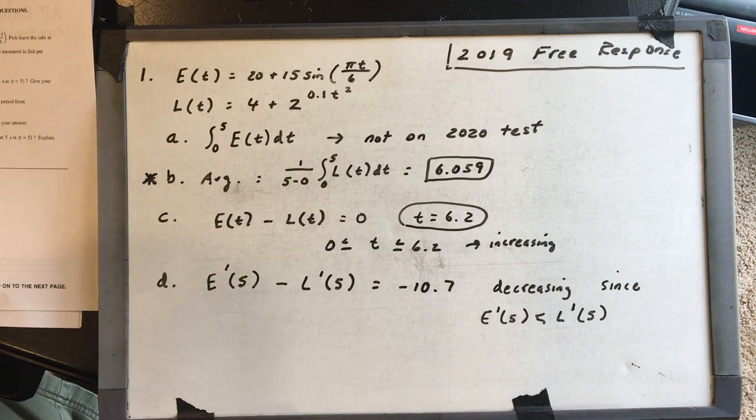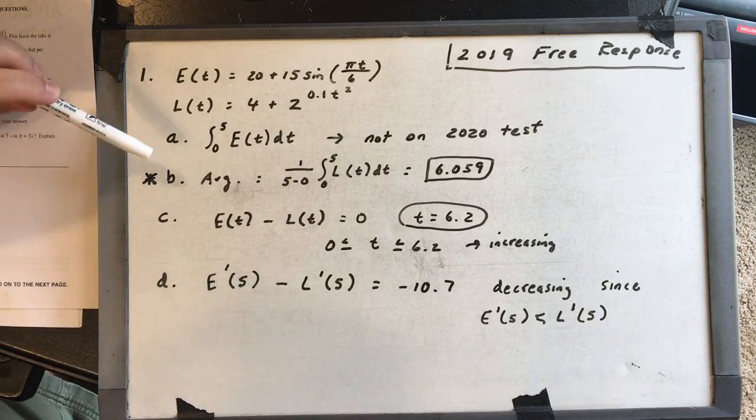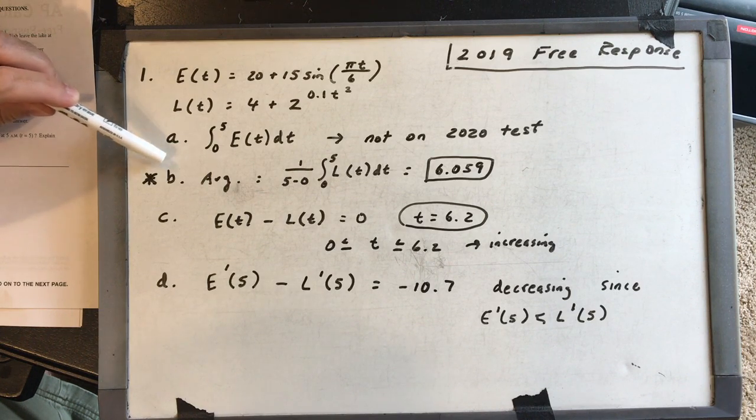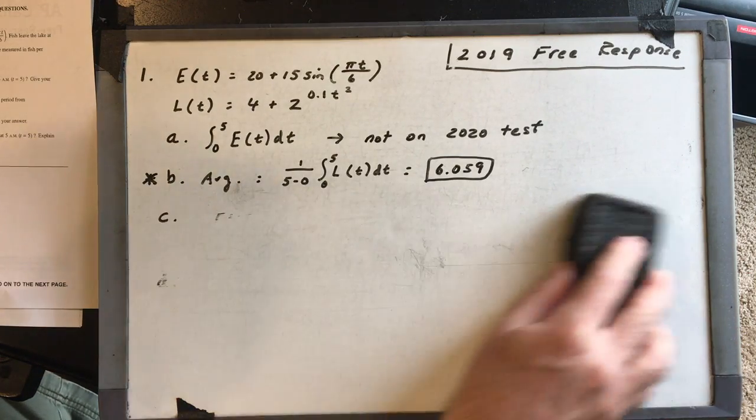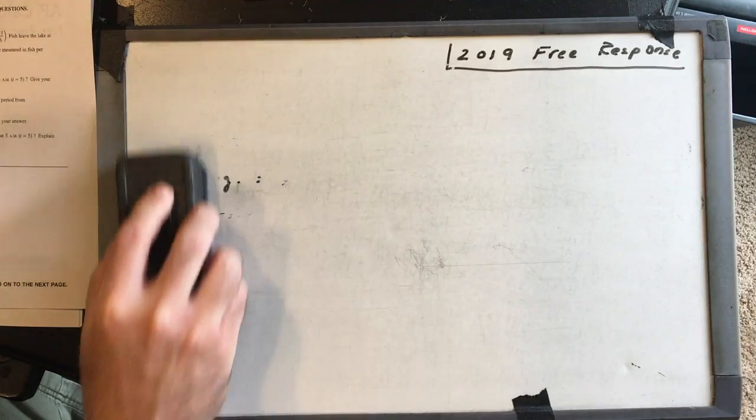Okay, so that's a quick run through on number 1. The most important part on this one, I think, is B. You've got to know how to take an average. Okay, let's take a quick look at number 2. I do think a couple of parts on number 2 are fair game.